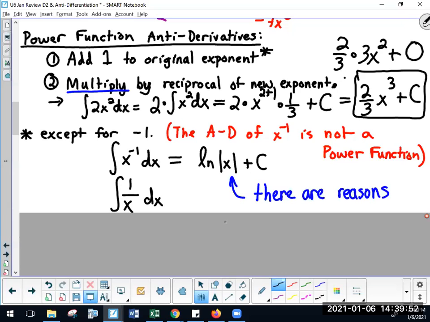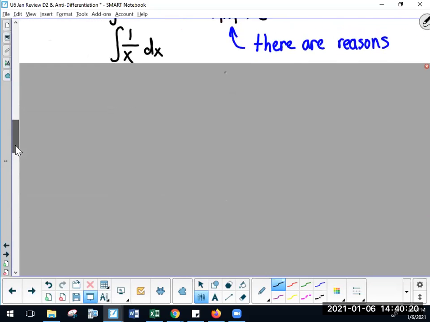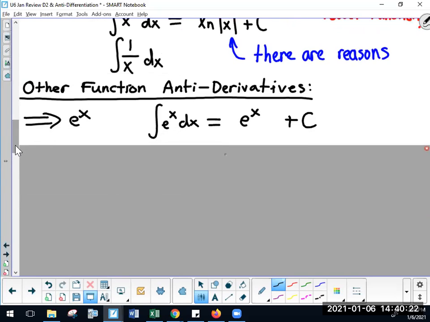But for right now, make sure you have some idea of the two techniques we've studied. We've studied the power function anti-differentiation technique, add 1, multiply by the reciprocal. We've studied the power function exception, negative first power, or 1 over x. That's natural log of the absolute value of x plus c. There are a bunch of other antiderivative techniques we're going to look at now. Here is the first batch.